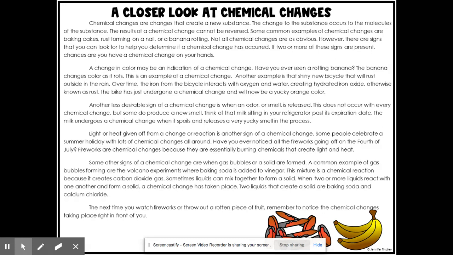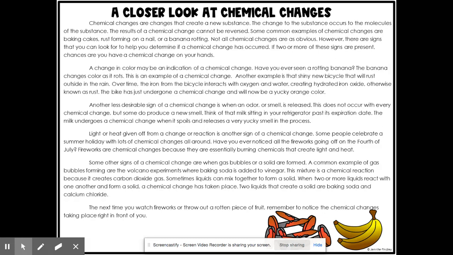A change in color may be an indication of a chemical change. So I'm thinking this whole paragraph is going to be about change in color. That's probably the main idea of this paragraph. Have you ever seen a rotting banana? The banana changes color as it rots. This is an example of chemical change. Another example is that shiny new bicycle that will rust outside in the rain. Over time, the iron from the bicycle interacts with oxygen and water, creating hydrated iron oxide, otherwise known as rust. The bike has just undergone a chemical change and will now be a yucky orange color.